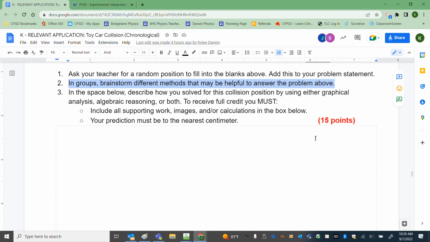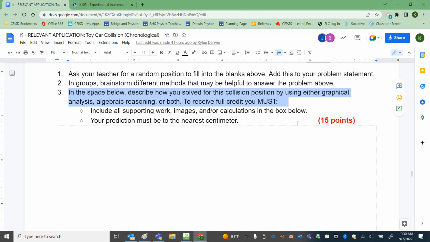You need to think of how you're going to answer it, and you're going to brainstorm with your group. Then it says, in the space below, describe how you solved for this collision position by using either graphical analysis, algebraic reasoning, or both. I'm telling you that you can answer this question with either a graph or with algebra. That's what that says right there.